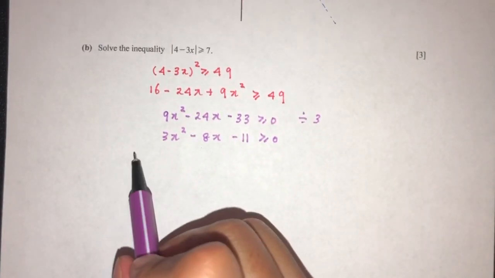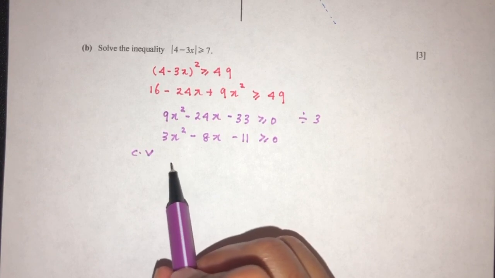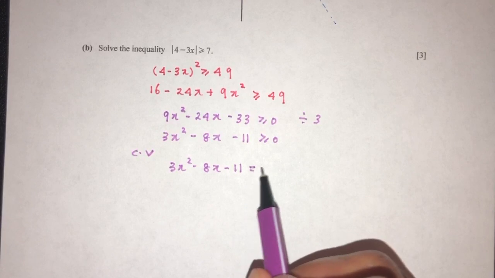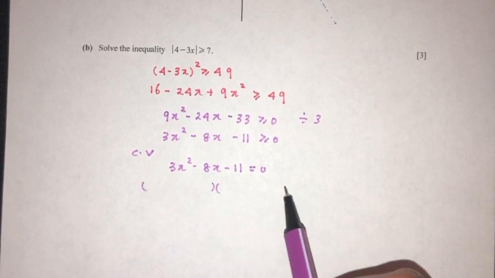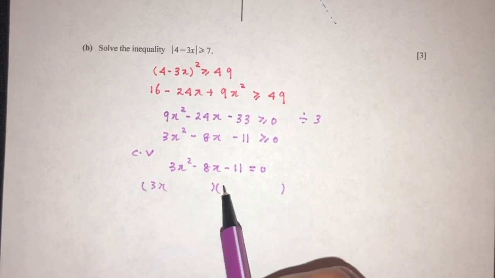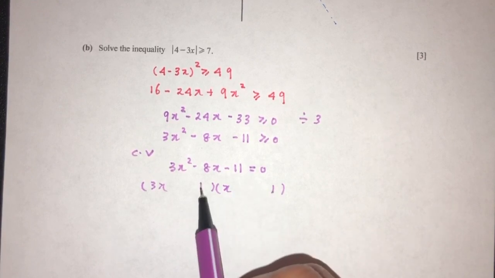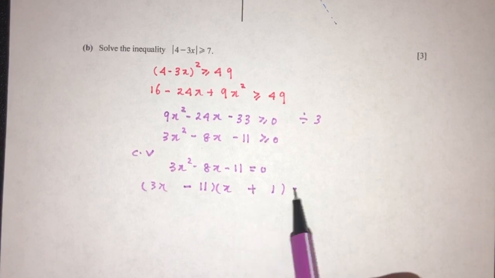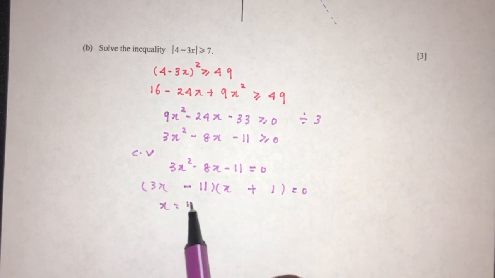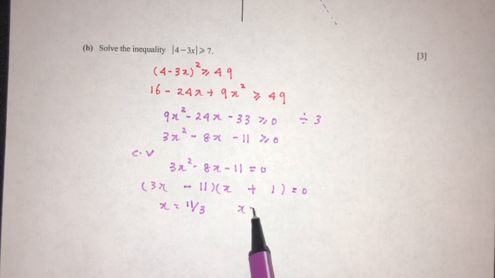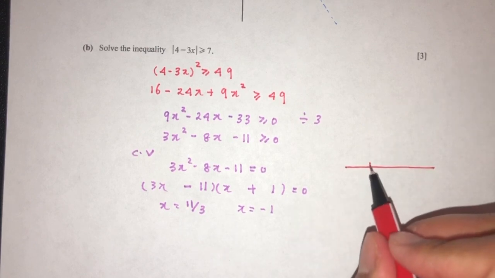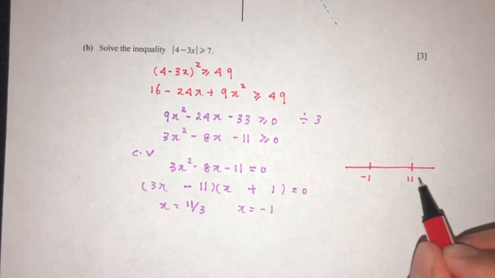Now we can try to find the critical values. That will be 3x squared minus 8x minus 11 equal to 0. Now we can try to factorize, obviously. That will be 3x and x. 11 will be 1 times 11. We need to have minus 8. That will be minus 11 plus 3 to have minus 8. So x will be 11 over 3, or x will be minus 1. Again, we have to draw the graph to help us find the values. The first one here is minus 1, and that will be 11 over 3.